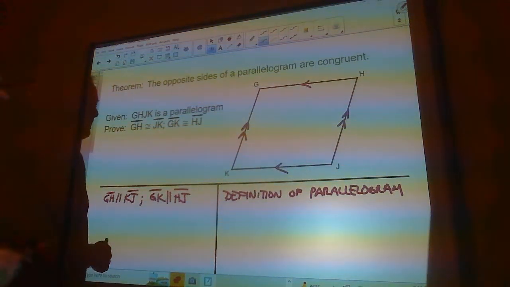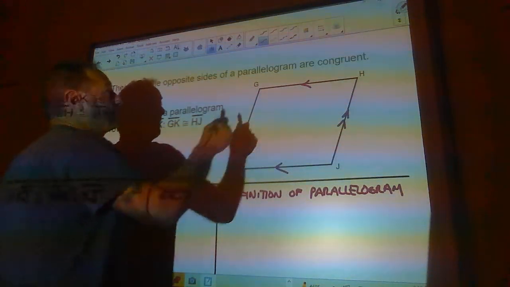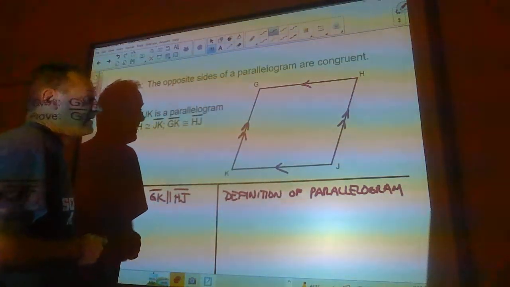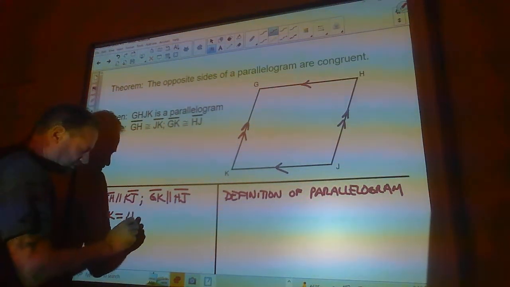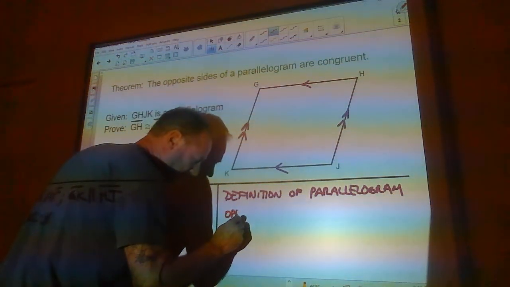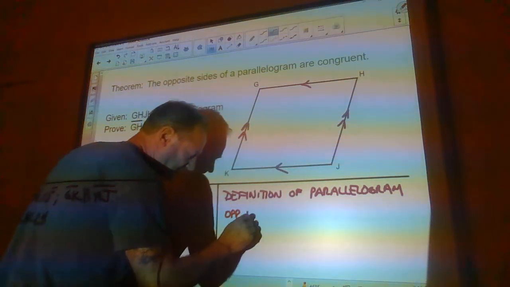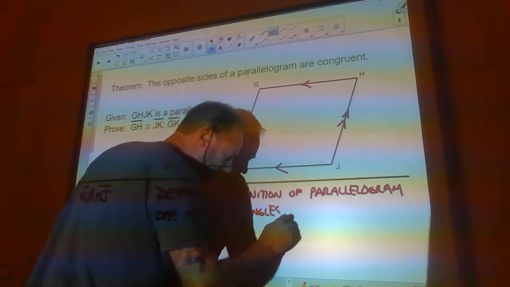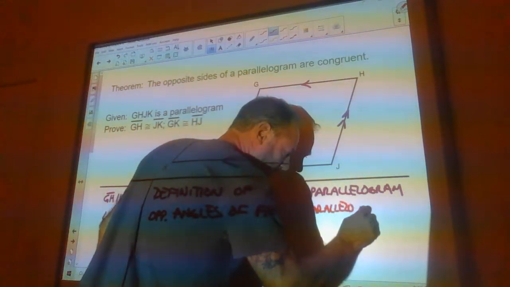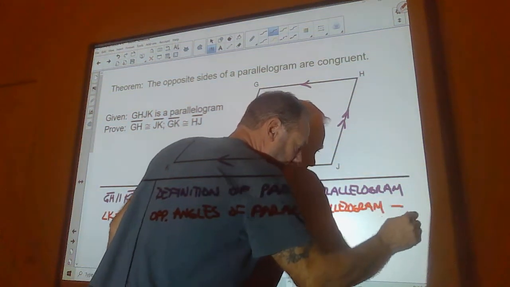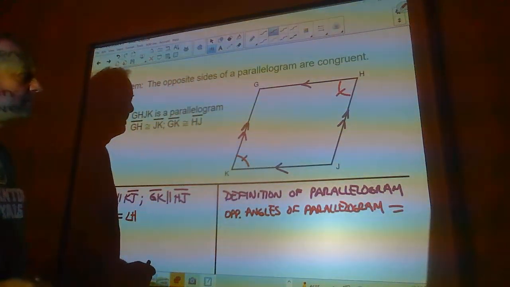Okay, so since this thing is a parallelogram, I also know that the opposite angles, I just proved this, that the opposite angles have to be equal. So I know that angle K has to be equal to angle H, because opposite angles of a parallelogram are equal. Okay, so I know this is equal to this.